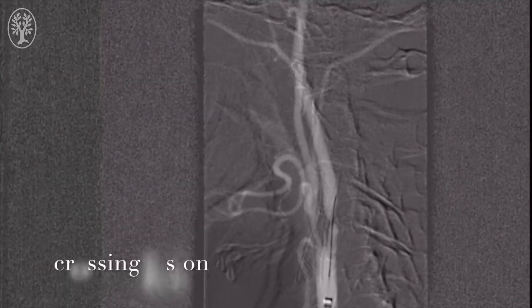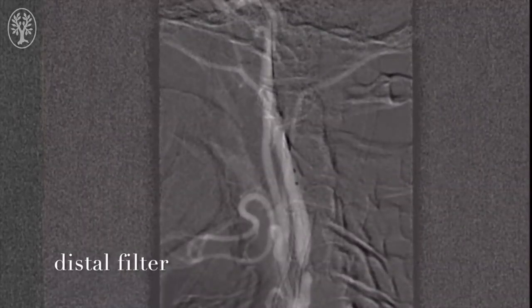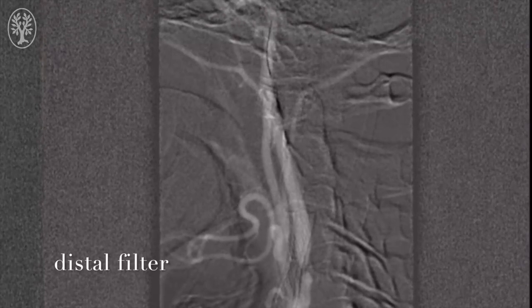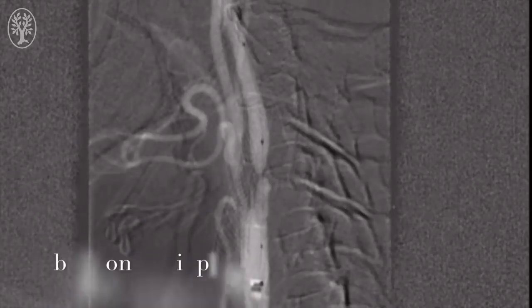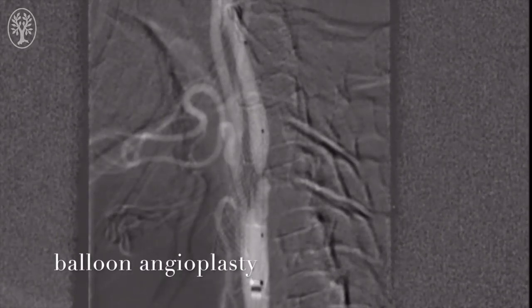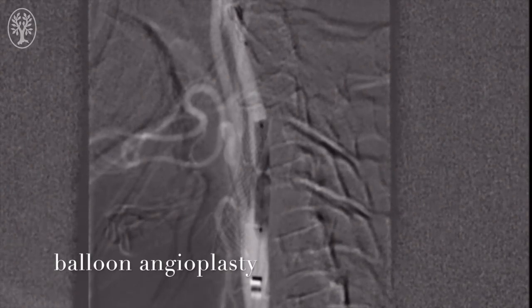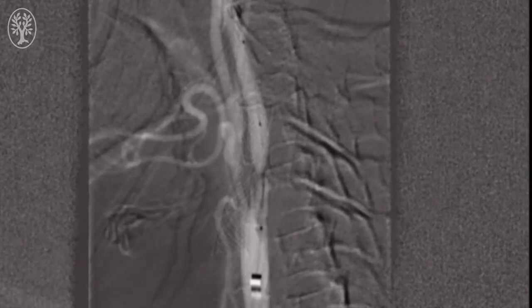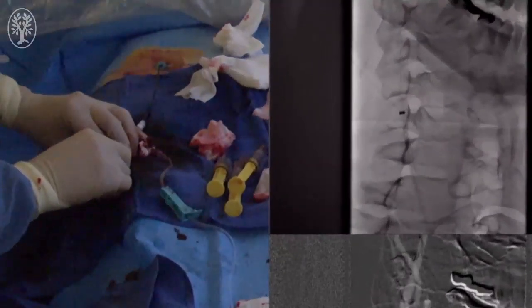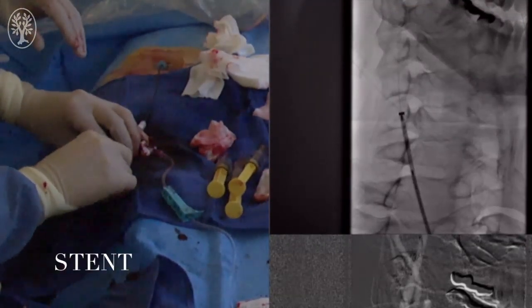On the roadmap, we cross the lesion with the microwire carefully until we reach the petrous portion of the internal carotid artery, followed by the distal filter that we just deploy in front of C1. The first step is to do a balloon angioplasty, as demonstrated here. We inflate the balloon for at least 30 seconds. Then we exchange the balloon for the stent.